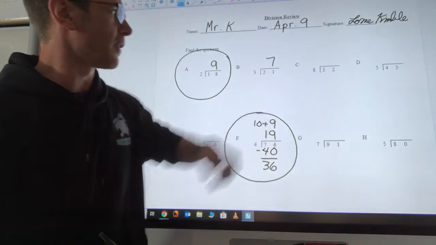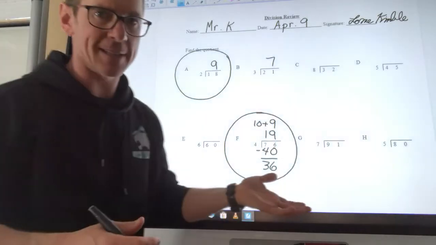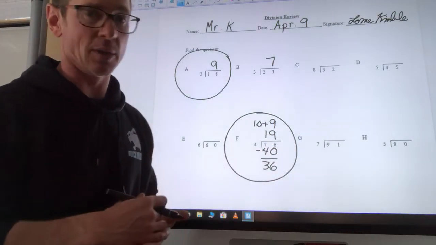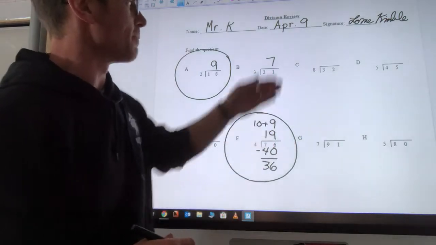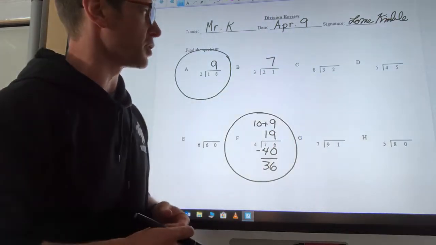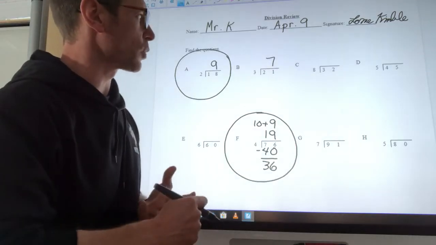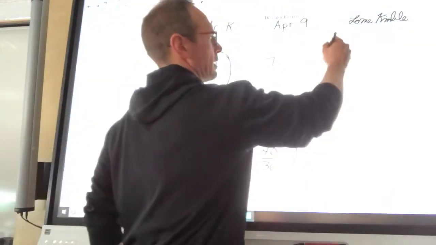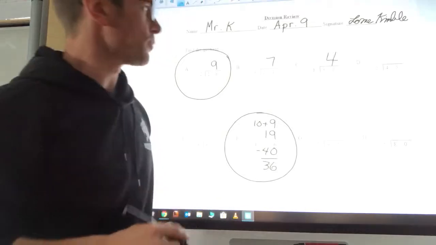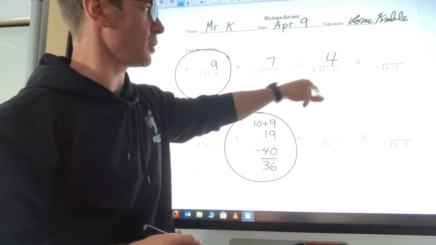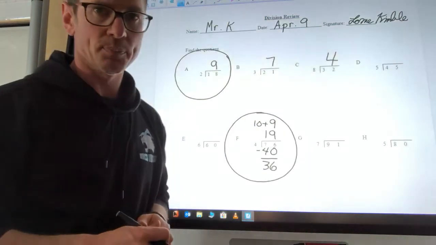C, 32 divided by 8. Well, 8 times 10 is 80, so we know that it's going to be less than 10 by quite a bit. How many 8s does it take to get to 32? Well, 2 8s is 16, 3 8s is 24, 4 8s is 32. So if 4 times 8 is 32, 32 divided by 8 is 4.